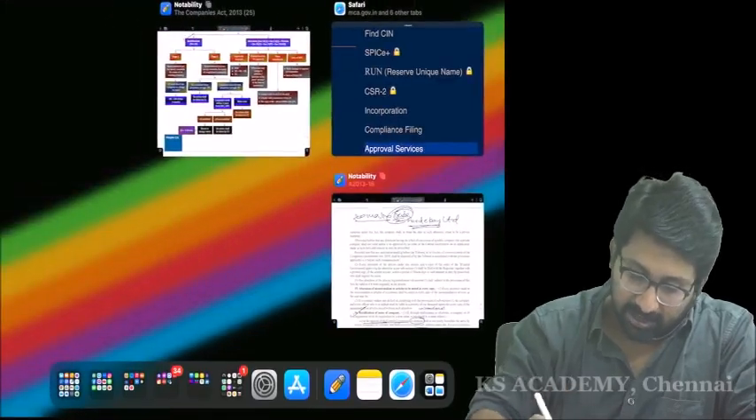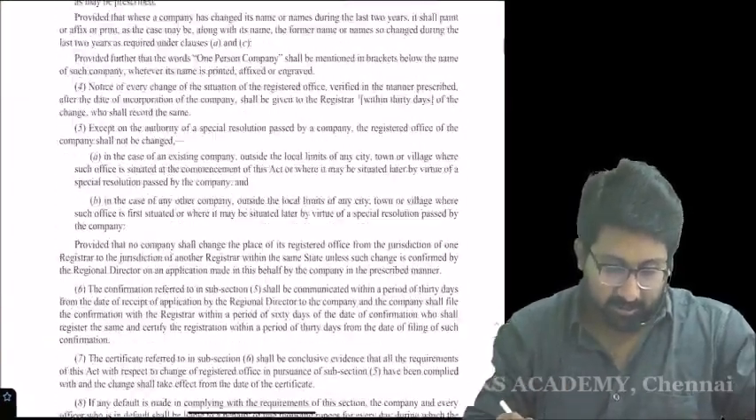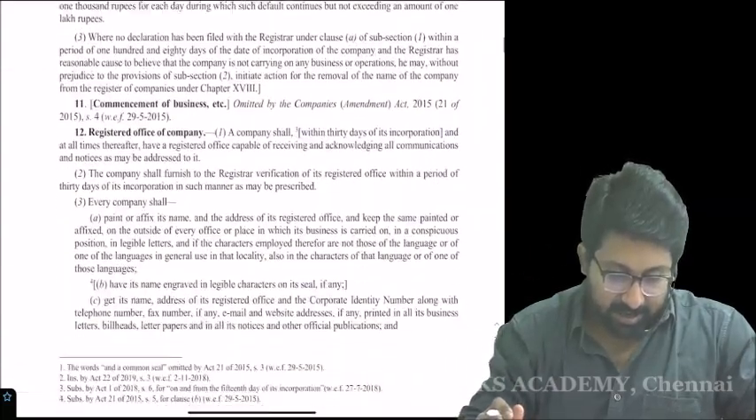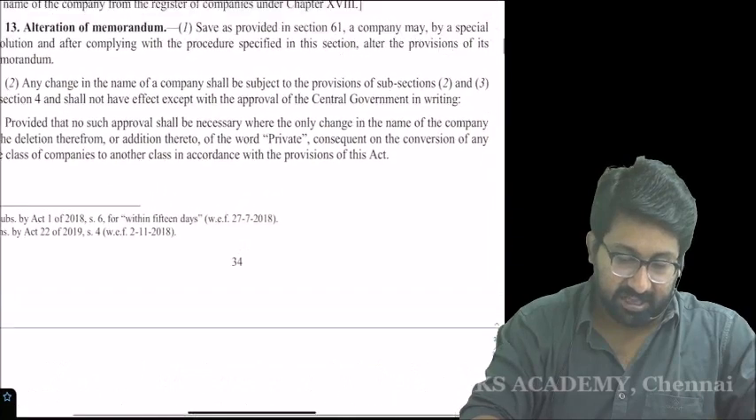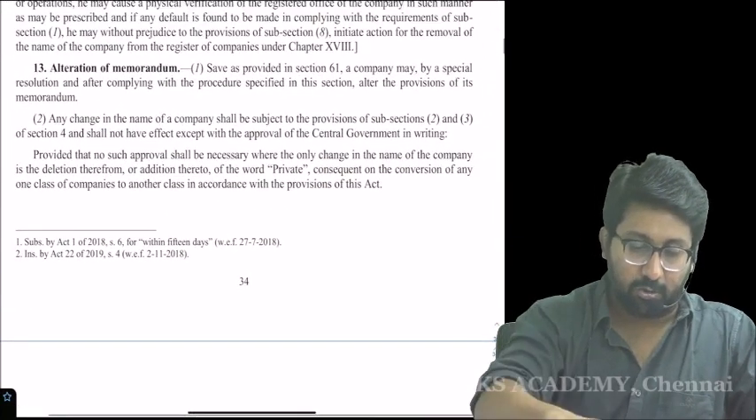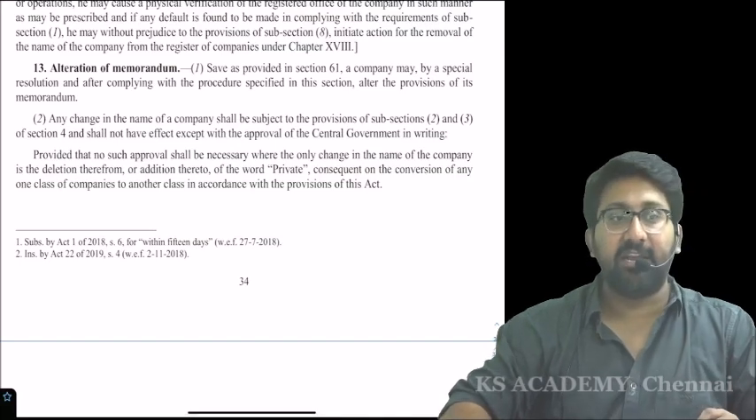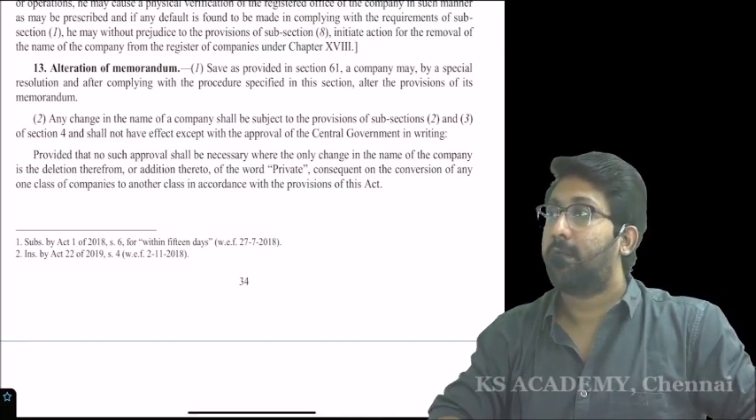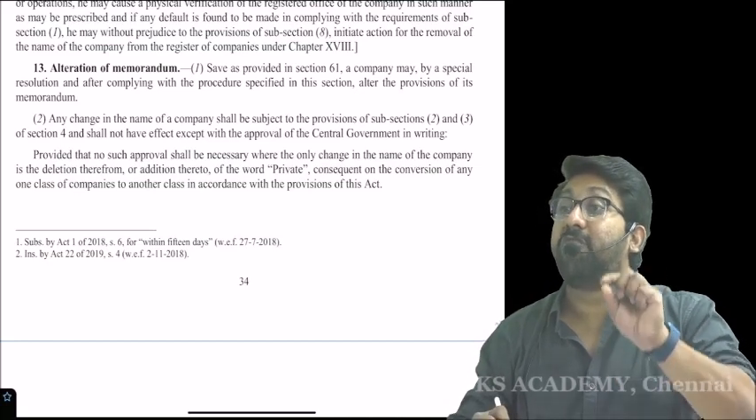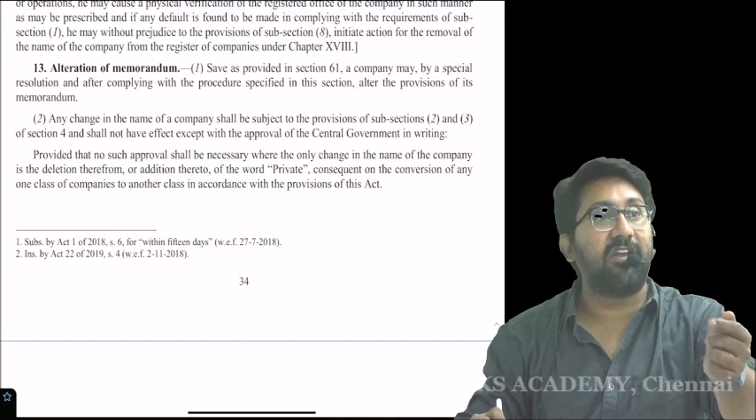Okay, next. Now we are coming into the last section for today, section number 13. Before we start with 13, let me explain one or two important points. Listen. Section 13 is talking about what? Alteration. Alteration of memorandum, not alteration of name clause. Name clause is one of the alterations.